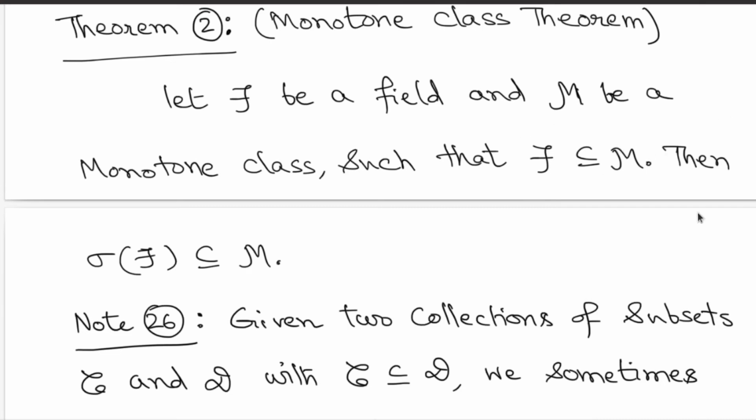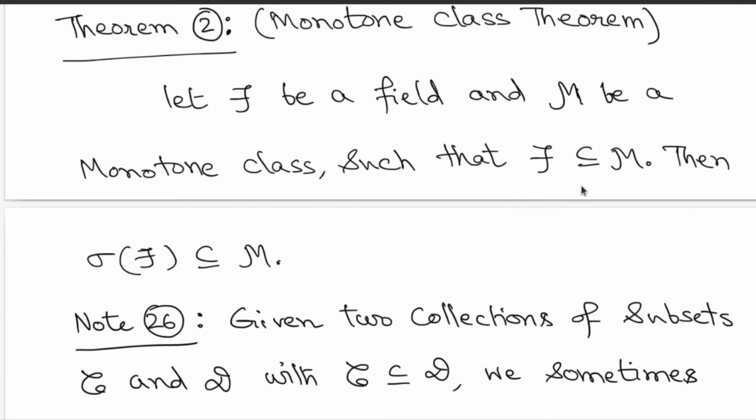Now the conclusion of the theorem says that under this situation the sigma field generated by the field is contained in the monotone class. So this is a very important result that connects fields, the generated sigma field and the monotone class. So again, just to repeat, if you have a field that is contained in a monotone class, then the sigma field generated by the field is also contained in the monotone class.